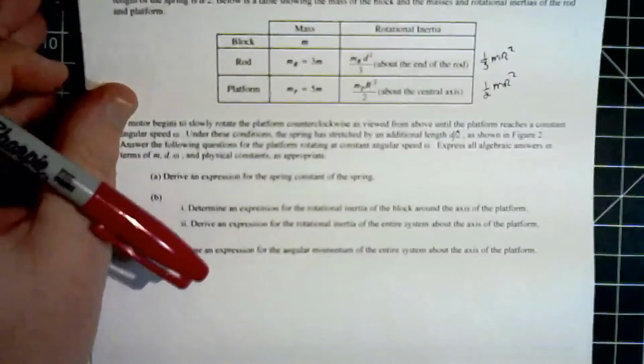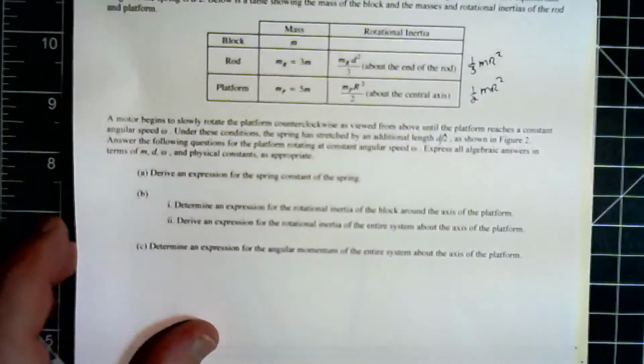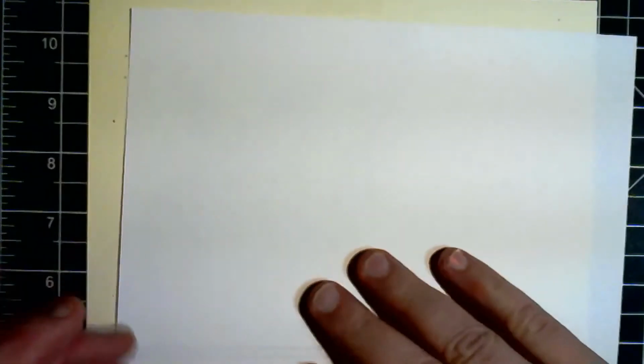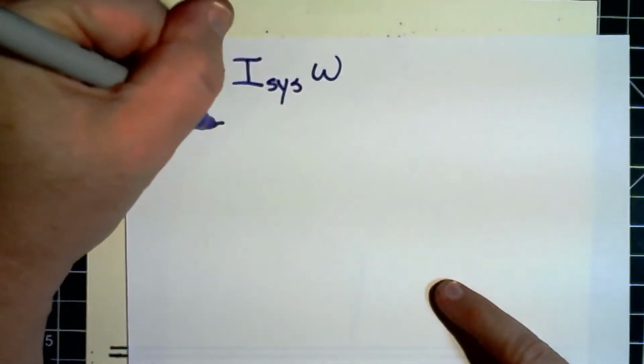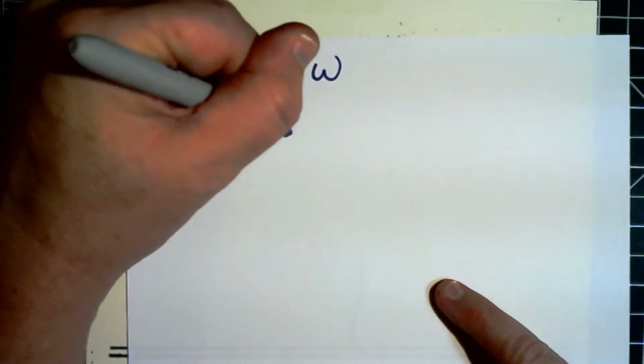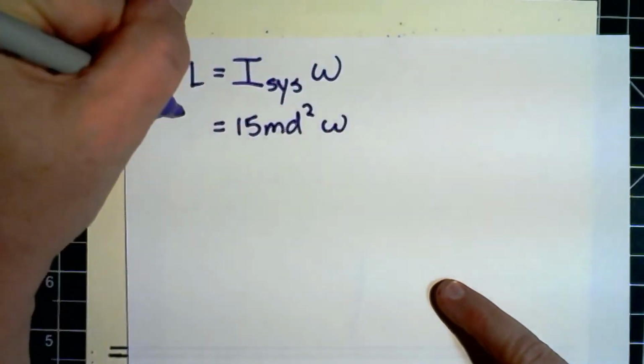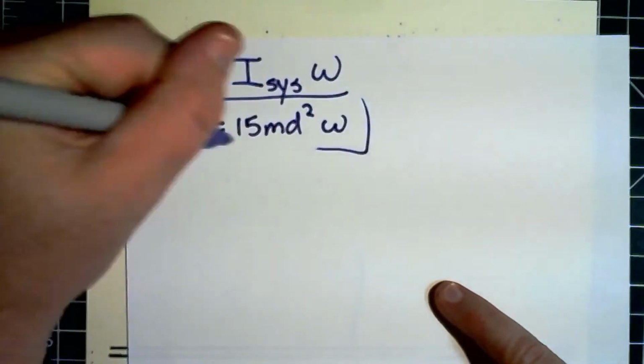All right. So for part C, it says to determine an expression for the angular momentum of the entire system about the axis of the platform. That's pretty easy. Angular momentum is just our variable L, which is the rotational inertia of the system times the angular speed of the system. So that's just going to be 15 md squared omega. That's worth 1 point.